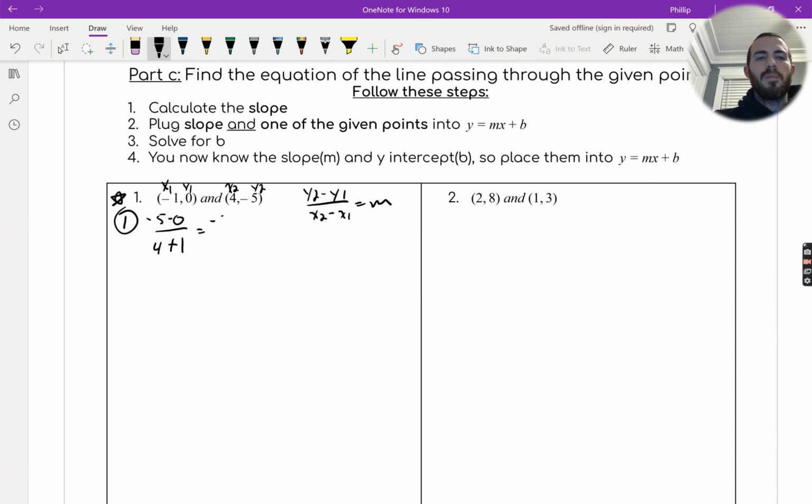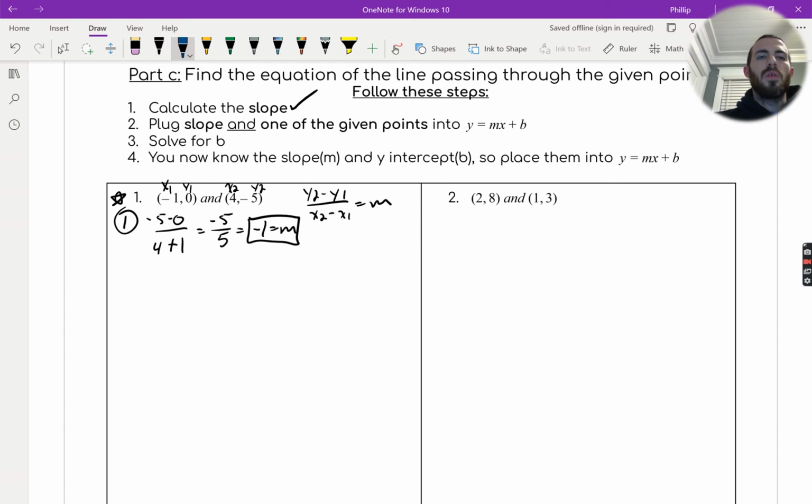We subtract the top, we get -5. We can't subtract anything on the bottom, so we add them. So we get -5 over 5. If we simplify that, we get -1. That's our m value. That's our slope. So we did step 1.